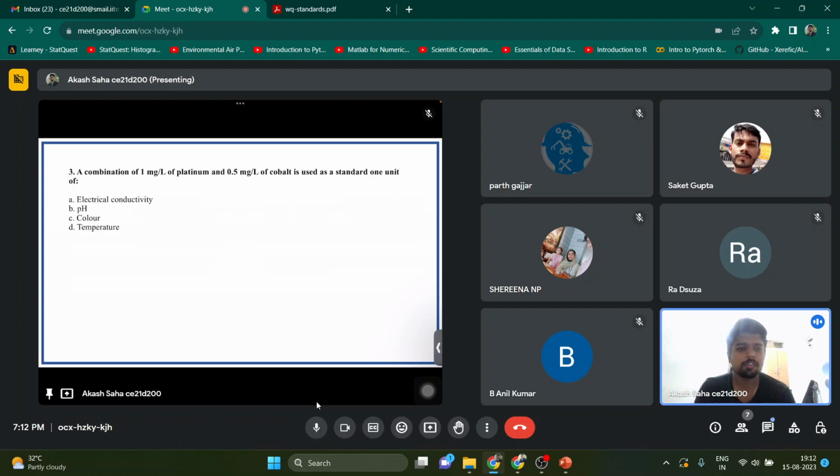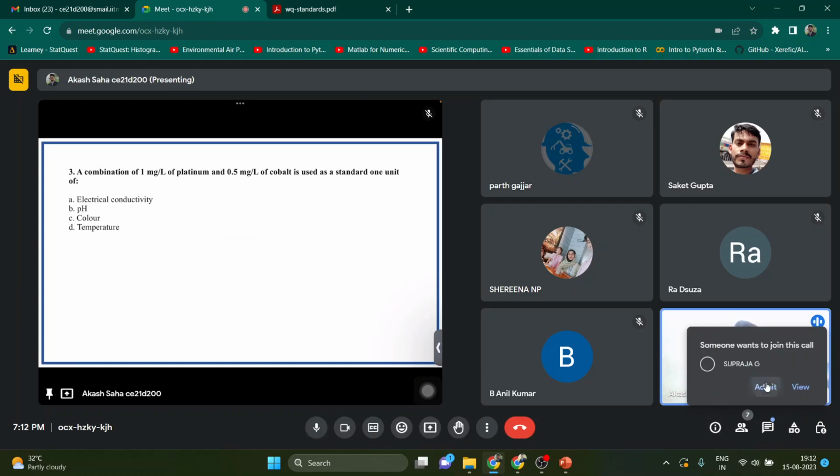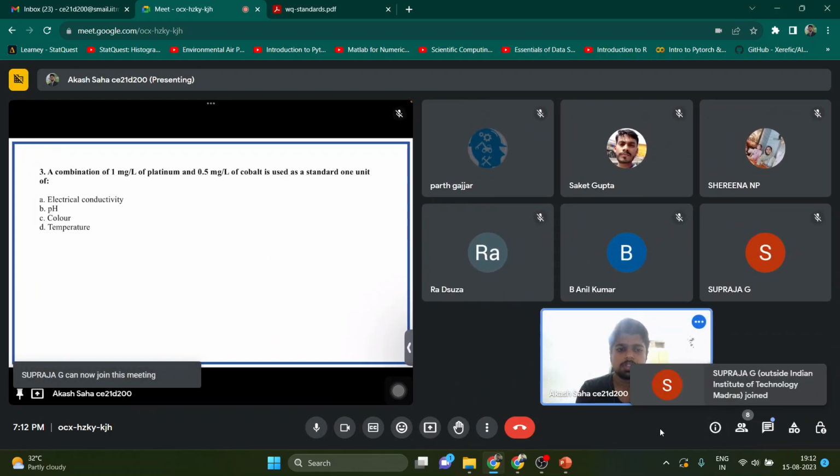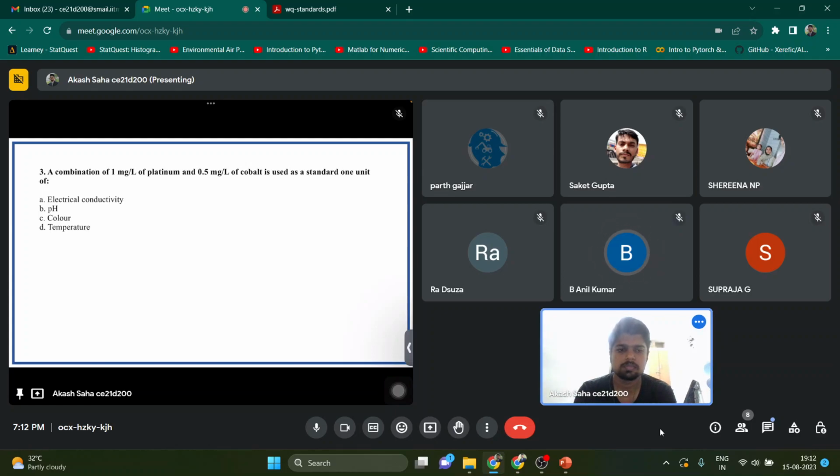A combination of 1 milligram per liter of platinum and 0.5 milligram per liter of cobalt is used as a standard for one unit of conductivity, pH, color, or temperature. Again, it's a question related to the parameter color. Which of the following parameters requires the use of platinum and cobalt? C. Okay, Anil Kumar is saying it's C.